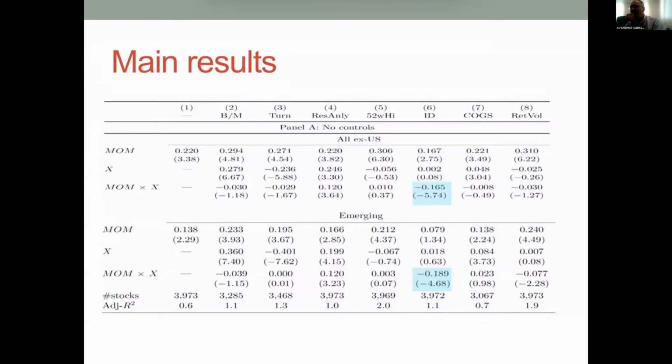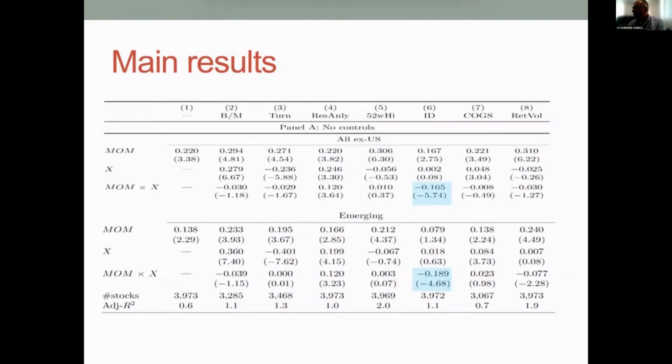But before we go any further, we also have to discuss with you some issues related to the sign of the variables. So you can see that the column 4 is actually significant. The mom star X is actually significant. But the important thing to note here is the sign is wrong. So when analyst following is high, news should diffuse faster and there should be less momentum, but we find the opposite result.